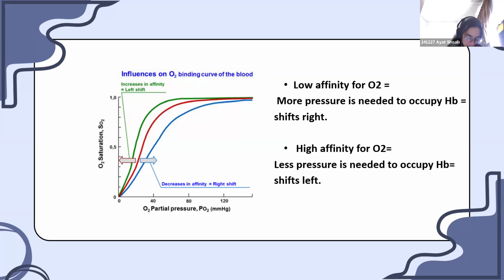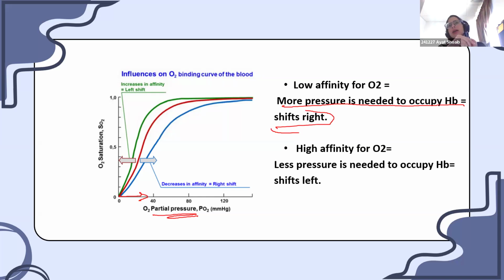So you have partial pressure here. More pressure is needed to occupy the HP. So pressure increases. It moves to the right. More pressure is needed to occupy. Hemoglobin shifts to the right. Low affinity: you don't like something very much, you're being pressurized to take it. So you need more pressure because you have low affinity and you're going to shift eventually to the right.